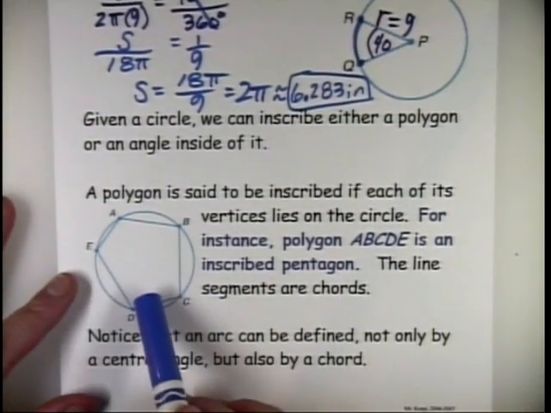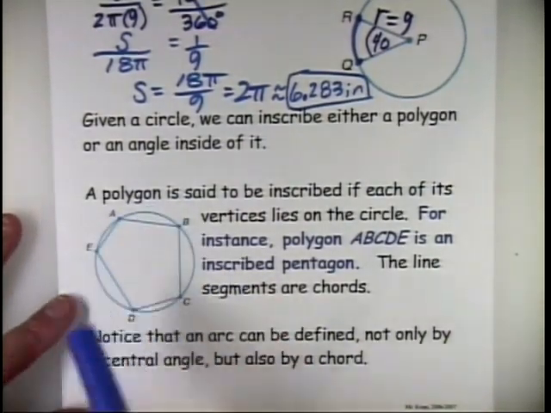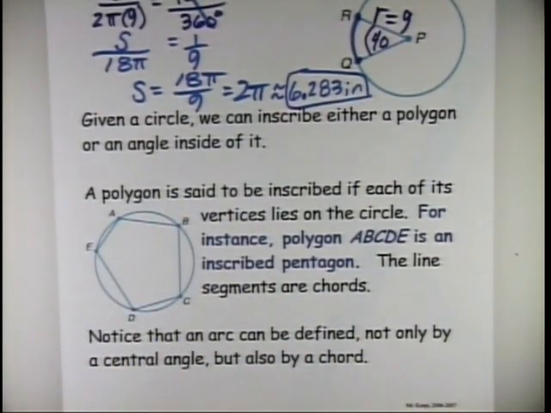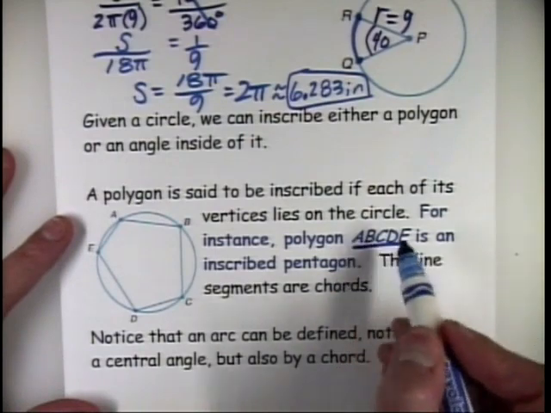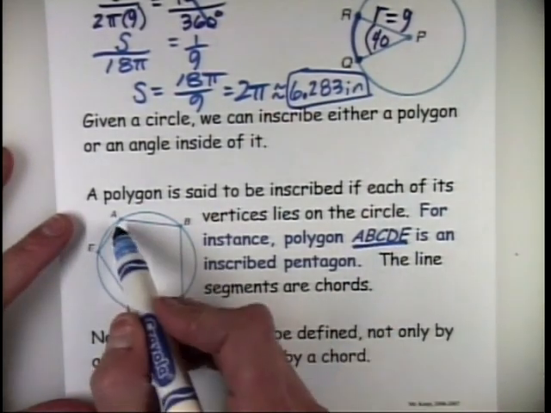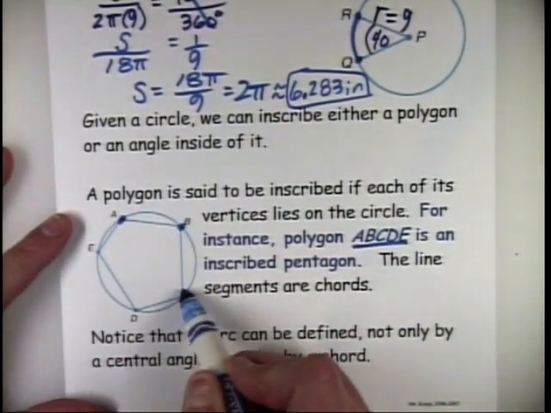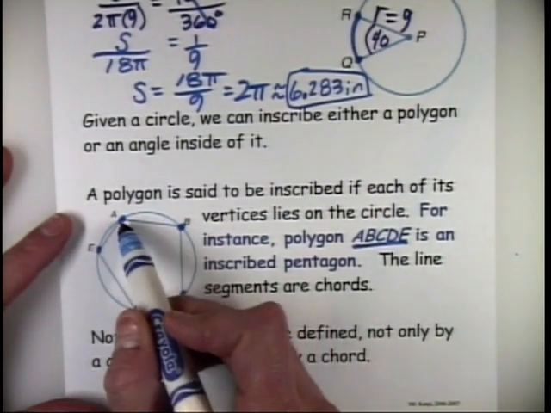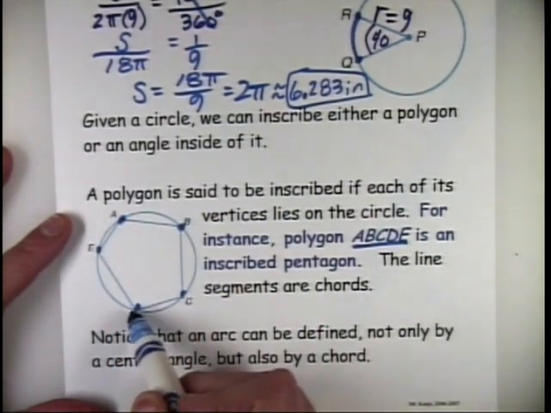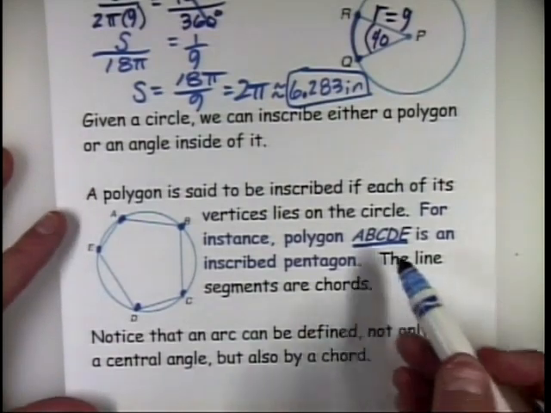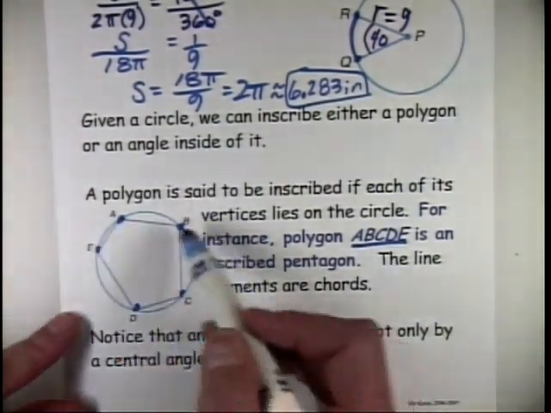For instance, this polygon here has 1, 2, 3, 4, 5 sides, and so we call it a pentagon. And remember, we label the pentagon by the consecutive points that are the vertices. So we can call it polygon or pentagon ABCDE would work. It is inscribed inside this circle.